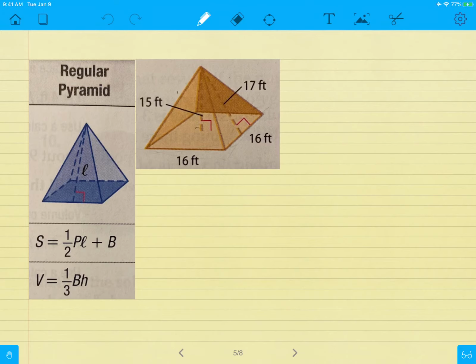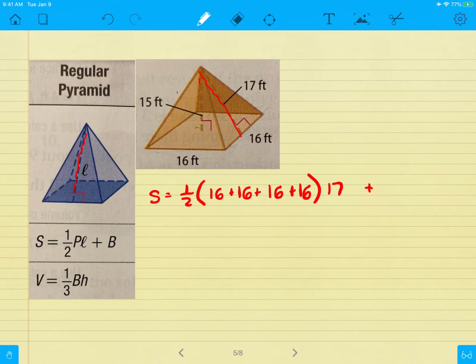Switch up the colors here again. We'll do surface area. So we're going to go half the perimeter of the base. So the perimeter of the base is 16 plus 16 plus 16 plus 16. It's a square on the bottom. We're going to take that times the slant line. That's the little L. And I showed you on the picture here, the slanted line is the one going this way. So that's the 17 in my case. So yeah, take that times 17.